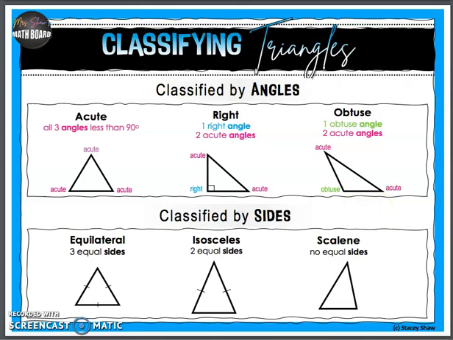We can also classify triangles by their sides. The first one that we have here is an equilateral triangle. That means all three sides are equal. These little marks right here tell us that each one of those sides is equal. Then we have an isosceles triangle, and it has two equal sides. And then we have a scalene triangle that has no equal sides. None of those sides are equal.